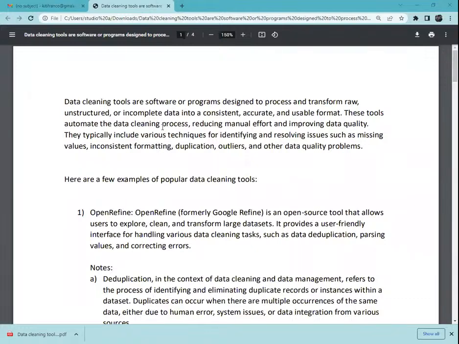If you can recall that Power BI class, imagine introducing new columns one at a time. It would be a whole day wasted. When you use Power Query, you reduce manual effort and improve data quality. They typically include various techniques for identifying and resolving issues, such as missing values, inconsistent formatting, duplications, and outliers.